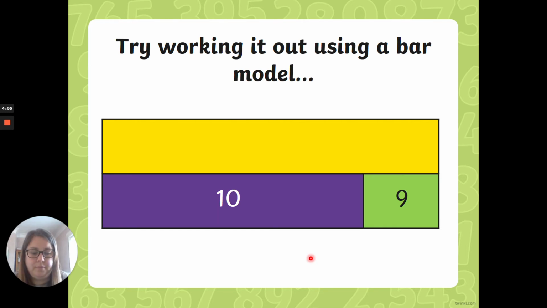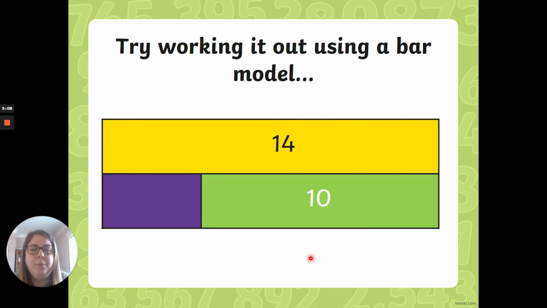The whole is 19, well done. Have a go at this one. Again, pause the video. What is the whole? The whole is 12. Well done. Okay, what about this one then?